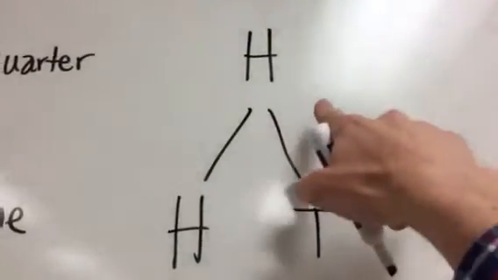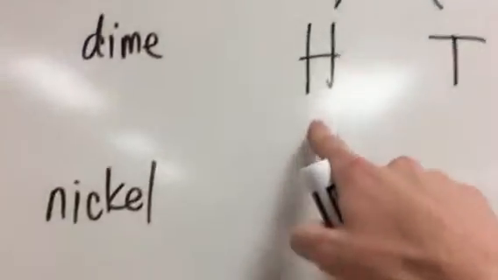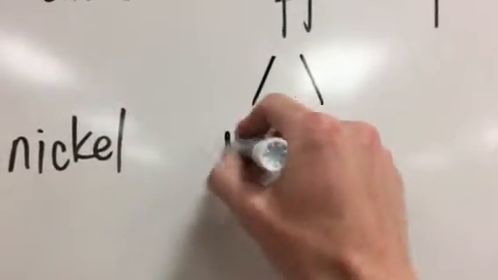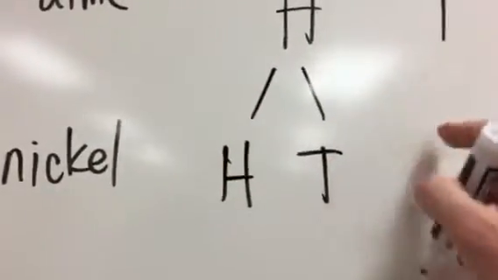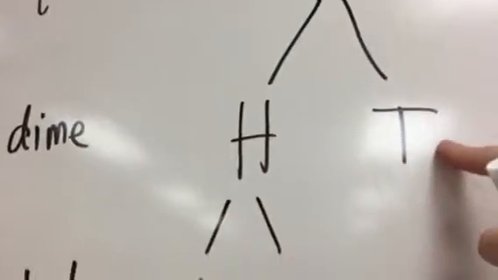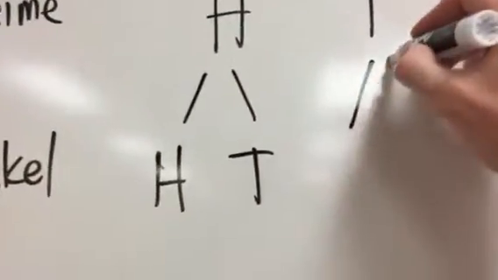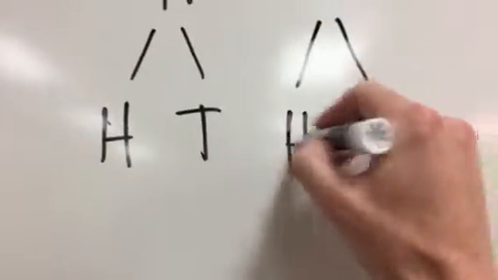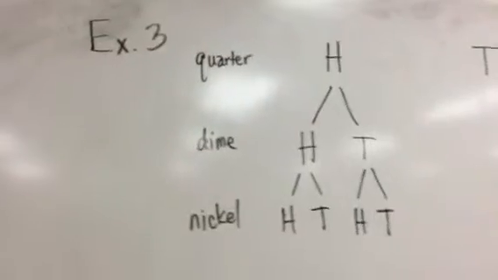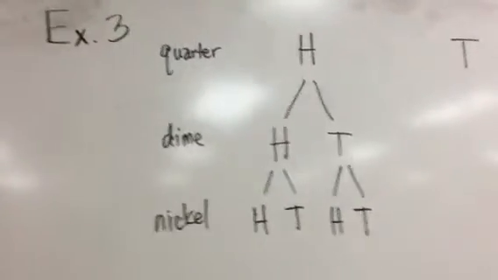Now, if we flip heads on the quarter and heads on the dime, what are the 2 possibilities we could have for the nickel? Well, again, we could have heads or tails. However, we could have heads for the quarter, tails for the dime, and then we could have heads or tails for the nickel. So again, you can see this branching out in our tree diagram.